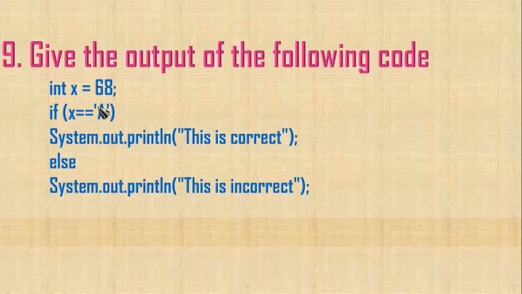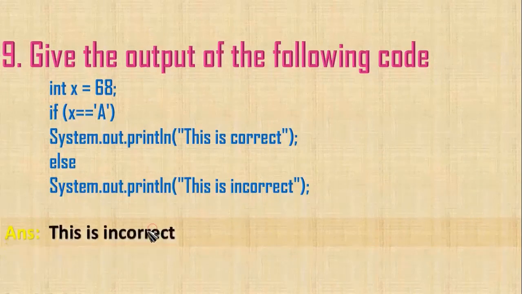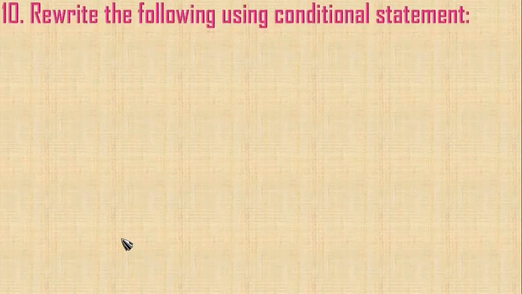So it will check after converting it into integer type. So the value of capital A is 65. So this is not true. Then the else part will get executed. This is incorrect will be the output. So we'll see the next problem.